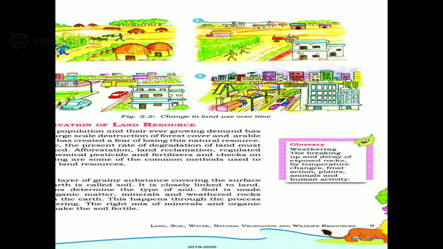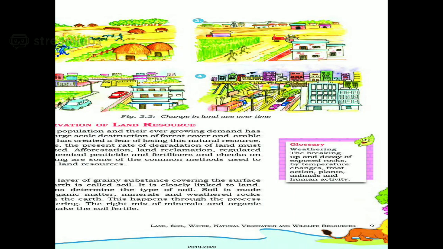Land reclamation means, as I discussed just now, that soil has been dug, sand has been dug, mining has taken place, and because of that, degradation of land has taken place. So from river beds and sea beds, the soil is brought and put in the places where there is degradation. So it is reclaimed, renewed.